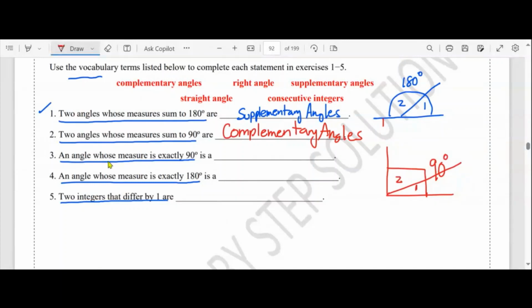Okay. An angle whose measurement is exactly 180. Straight angle.